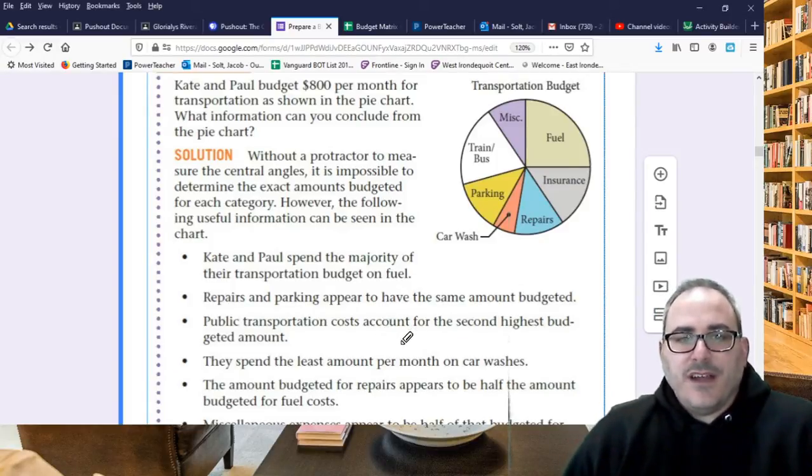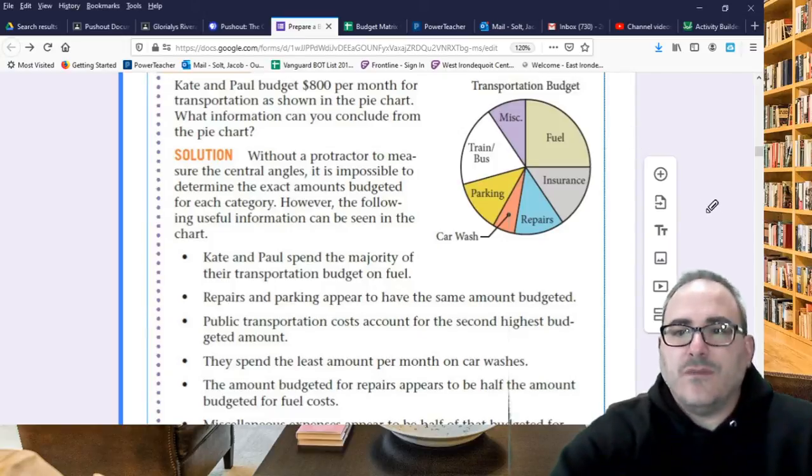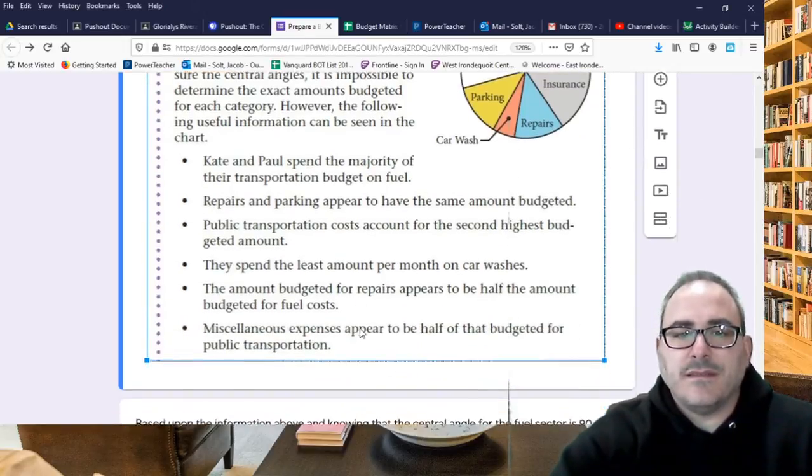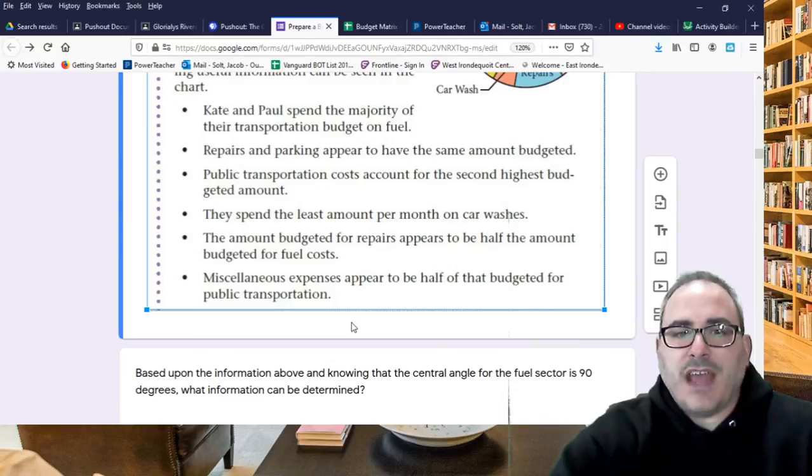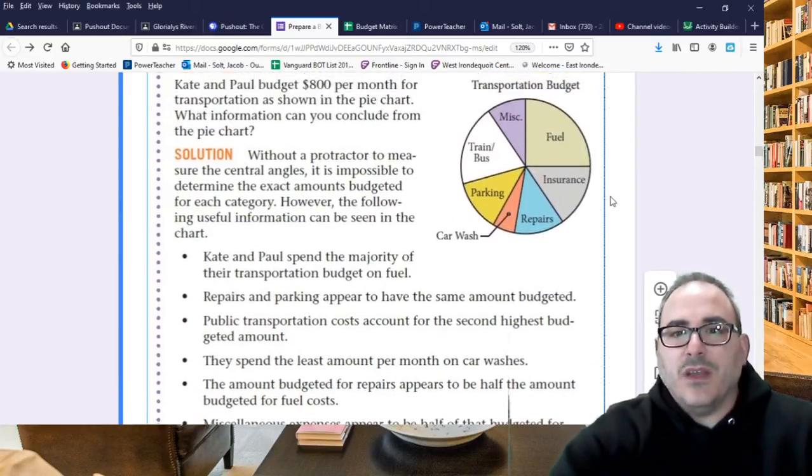Okay, what else can I figure out? They spend the least amount on car washes. Okay. They amount budget for repairs, about half the amount budget for fuel costs. Got that. What else am I missing? Miscellaneous expenses, about half of budget information. All right, well then that's what we got.